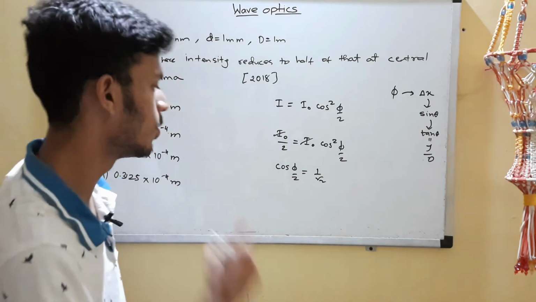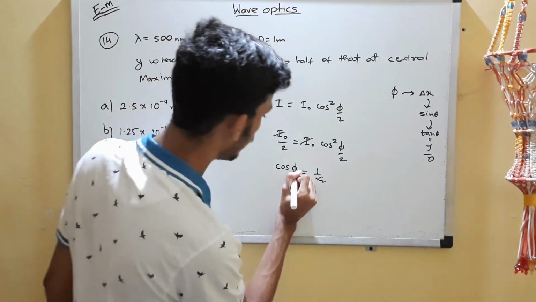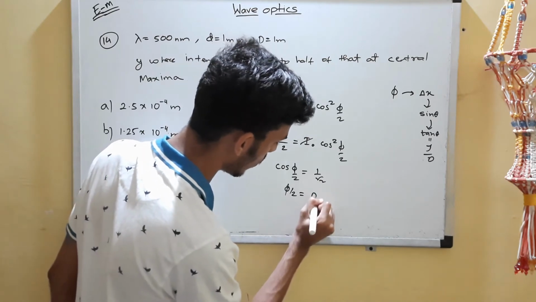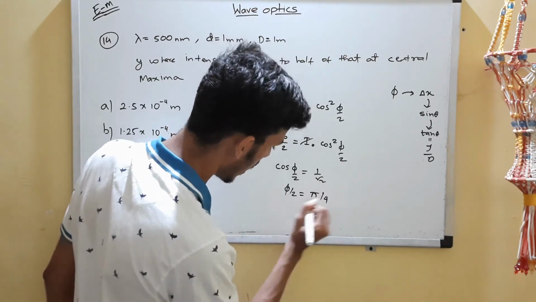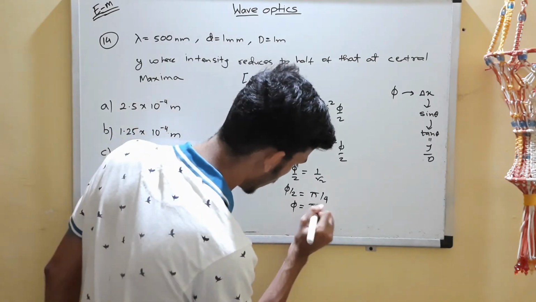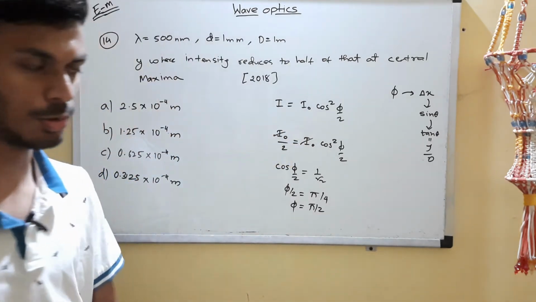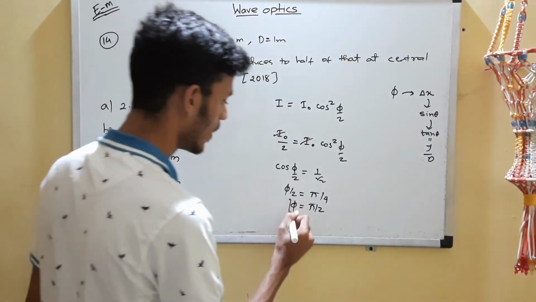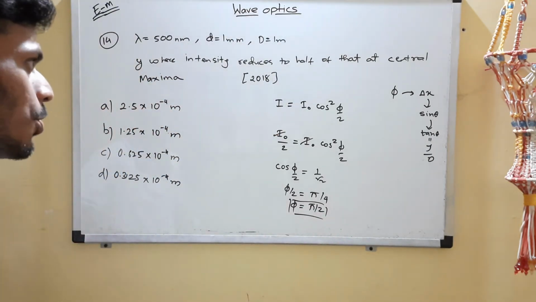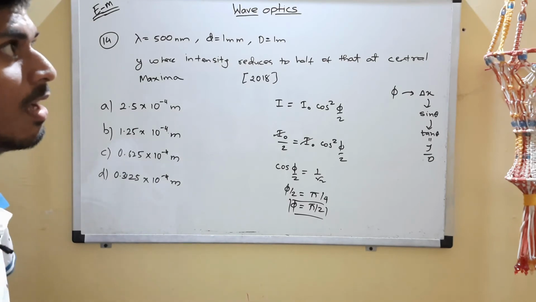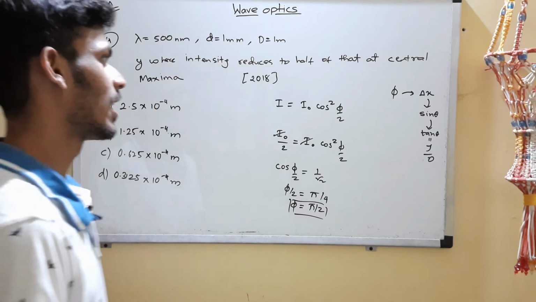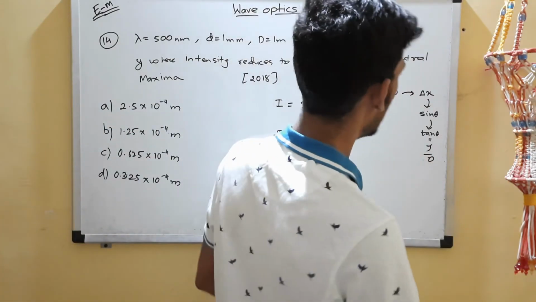Now phi by 2 will be equal to 45 degrees, or pi by 4, and that 2 you can take to the other side, so it will become pi by 2. 45 times 2 is 90, pi by 2. So we get the phase angle over here, the phase difference between the two waves from the two sources. Now from there we can find this delta x.